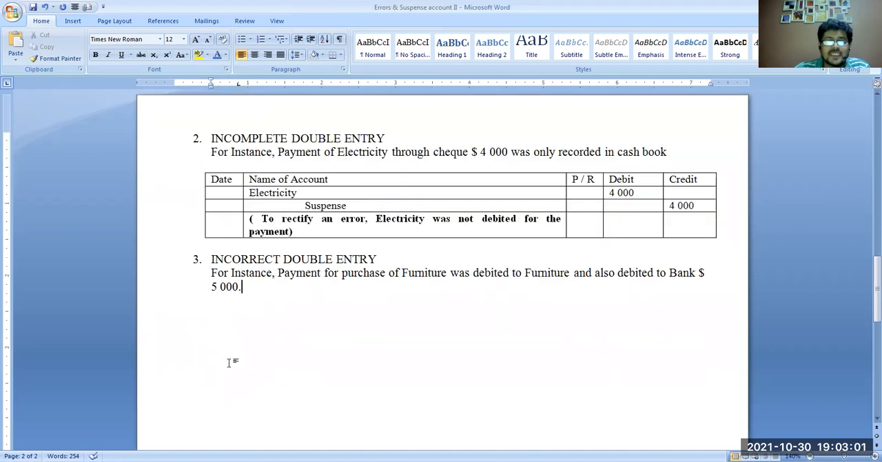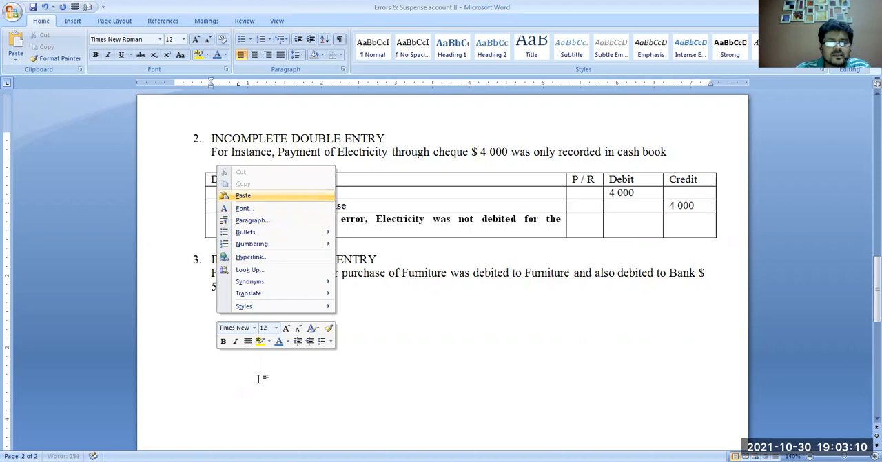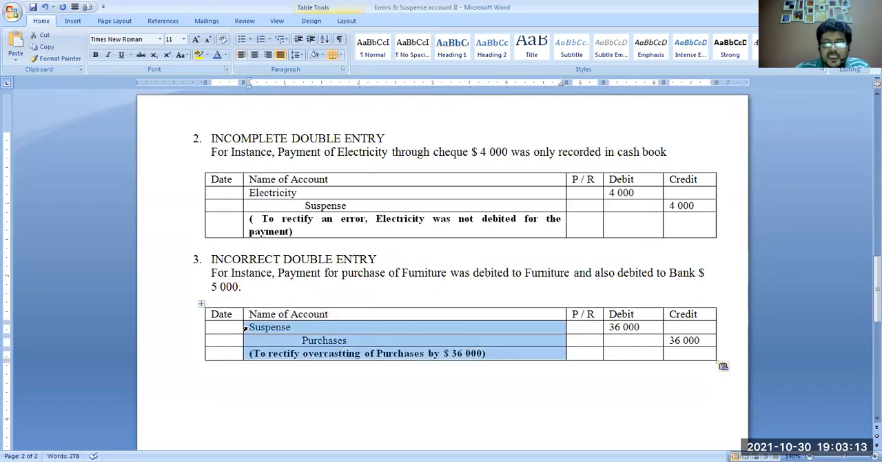So how do we rectify this error? Again, the prime book is general journal. Don't forget that. Okay. Now, we don't need to touch the furniture account. It's correct. Only we have to rectify the bank account. Bank was supposed to be credited. We have debited. So what do we do? We will debit suspense and we will credit bank account by 10,000.